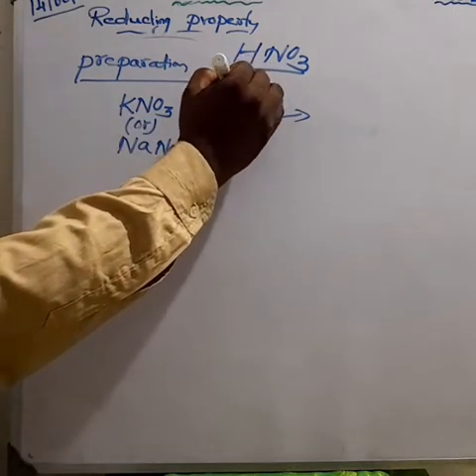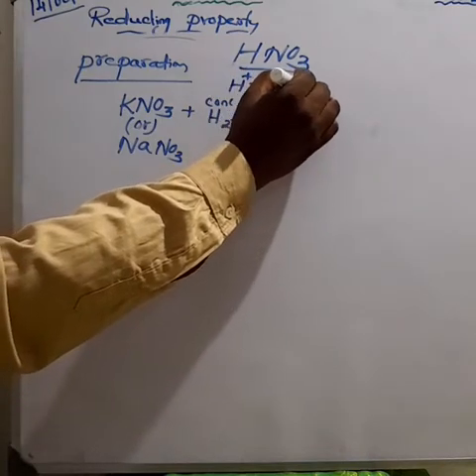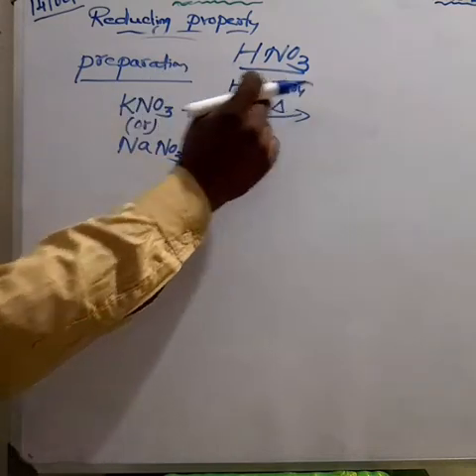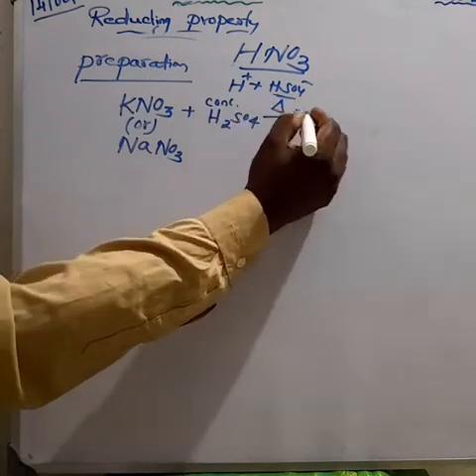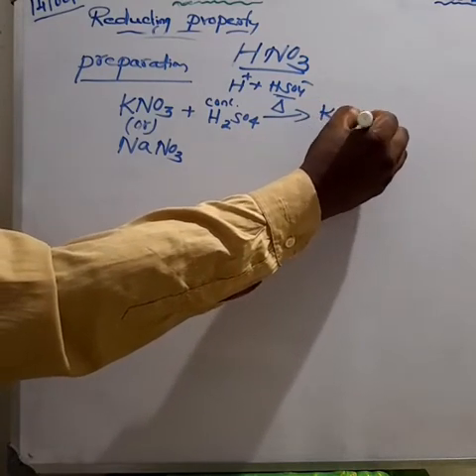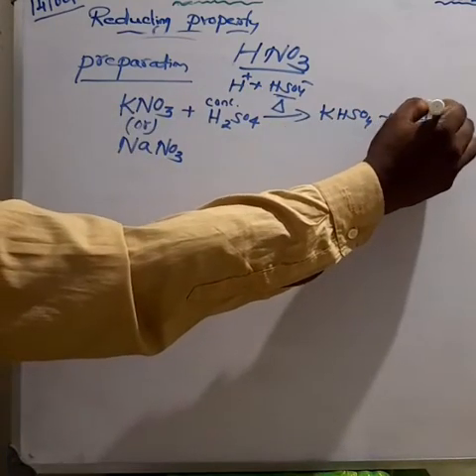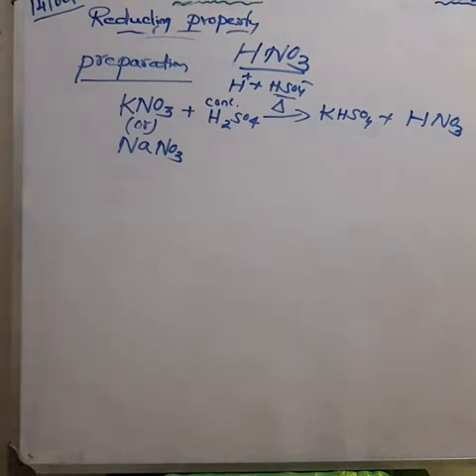Hydrogen sulfate, that is sulfuric acid, is split up into H+ and HSO4 minus. Am I right? So the potassium K combines with HSO4 minus, we get KHSO4, and hydrogen combines with NO3 to form nitric acid. This is the first method.